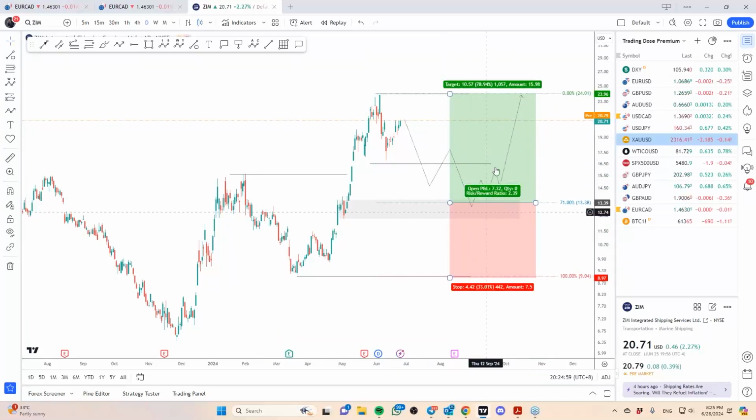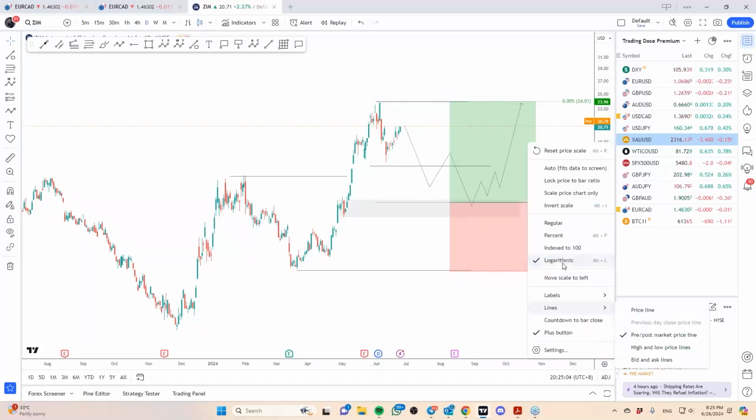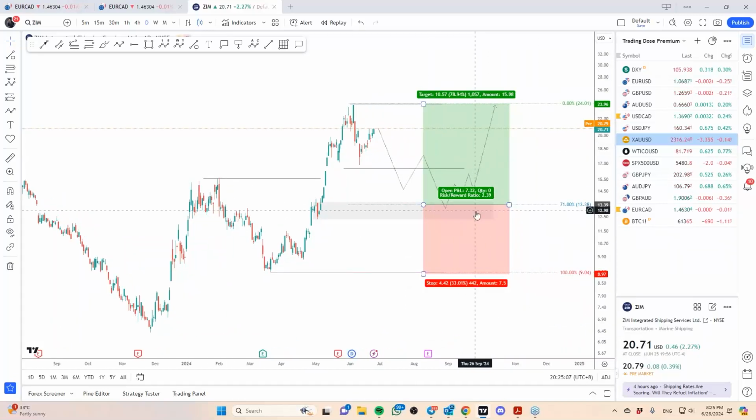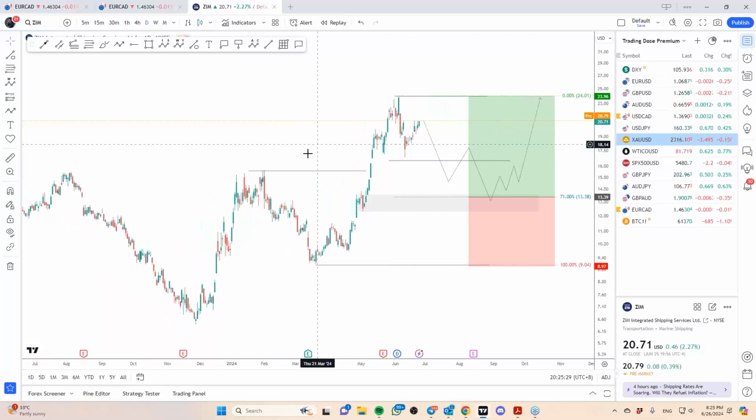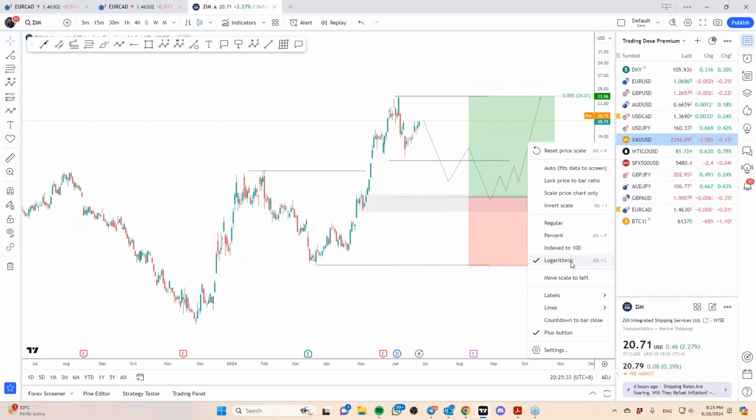The visual of this looks a little bit off, right? But I'm using a log chart. While it looks like the stop is very wide and the target is not as attractive, this is actually a 2.3 risk to reward ratio. So it's a very worthwhile risk to reward trade, it just doesn't look appealing visually. That's for an asset that has moved quite exponentially, because I've changed it to a log scale.